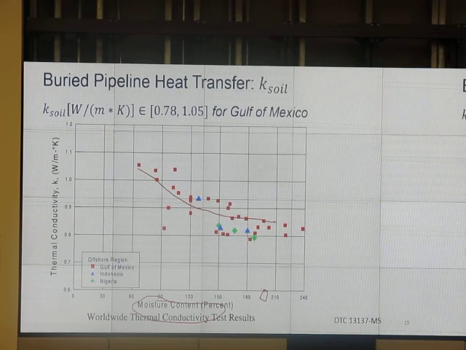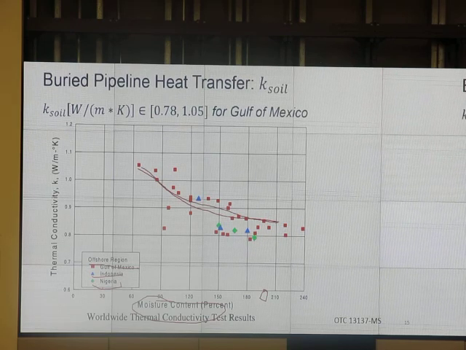This means we have more water than soil. In subsea, it's just dirt, right? Layer, and we have a lot of water in it. It depends if we are in Gulf of Mexico, Indonesia, or Nigeria. Okay, we need the data.